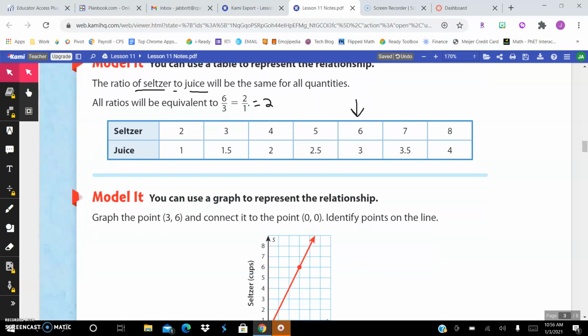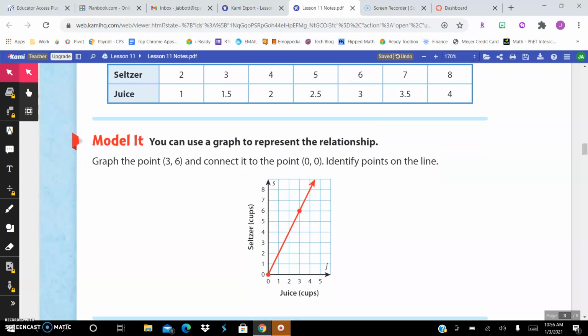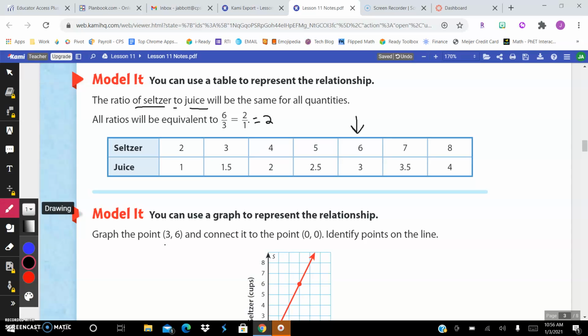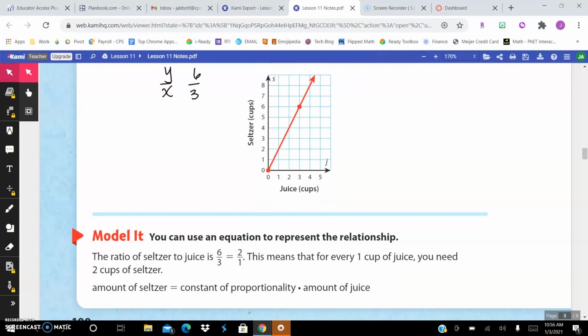So then we can graph. So they're graphing this ordered pair, the juice. Remember, it was y over x, and we had 6 over 3. So 3 is our x, so 3 was our juice. That's why juice is down here on the bottom on the x-axis. So over 3 and up 6 for an ordered pair. And from last lesson, lesson 10, we know that a proportional relationship graph has to go through the point 0, 0. So then we can draw our straight line through that.